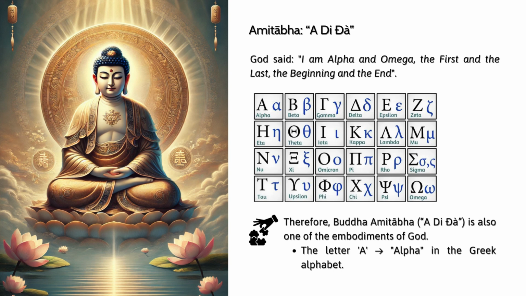Therefore, Buddha Amitabha, pronounced Adida in Vietnamese, is also one of the embodiments of God, as the letter A in the Vietnamese name, Adida, corresponds to Alpha in the Greek alphabet.